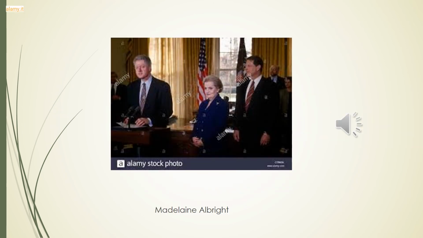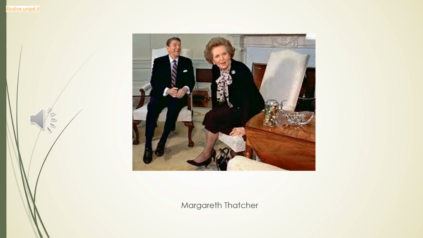Madeleine Albright was the first woman to be the United States Secretary of State under the Clinton administration from 1997 to 2001. Margaret Thatcher was the first and only female Prime Minister of the United Kingdom from 1979 to 1990.